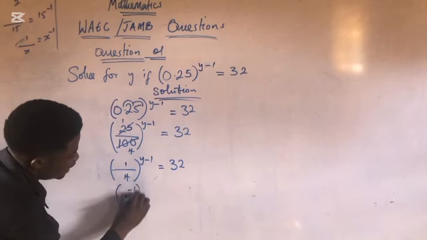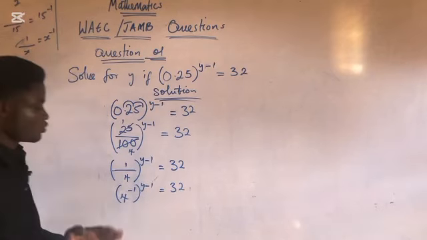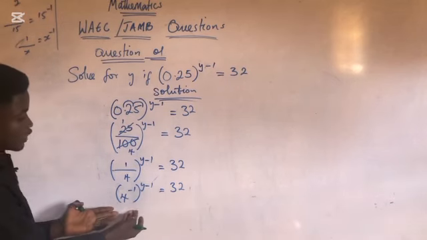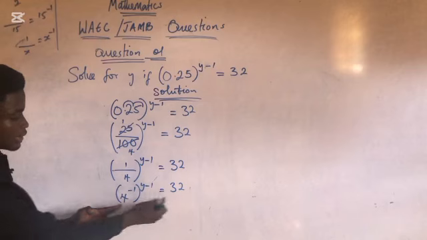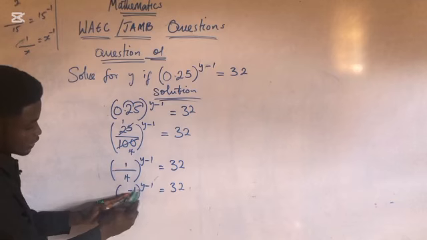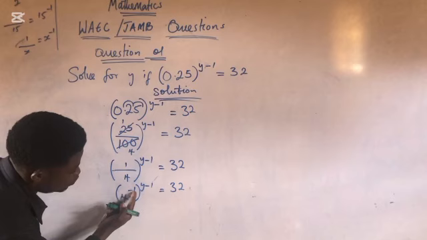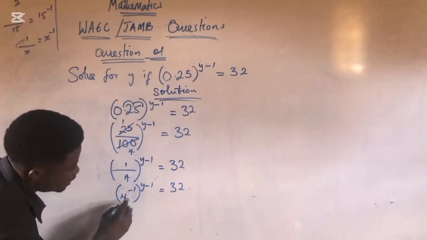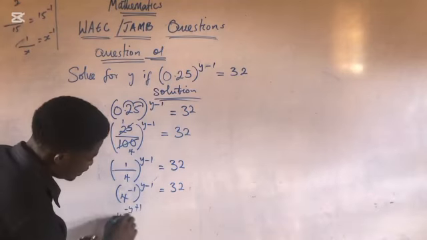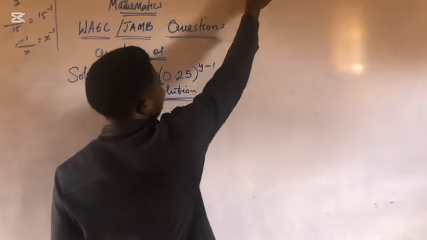Then in the bracket again, you have y minus 1 to give you 32. Very good. Let's balance the base, but before we do that, let's remove this minus. So I'm going to have 4 raised to the power of minus 1 times y, which is minus y, then minus 1 times minus 1, which is plus 1, to give you 32.